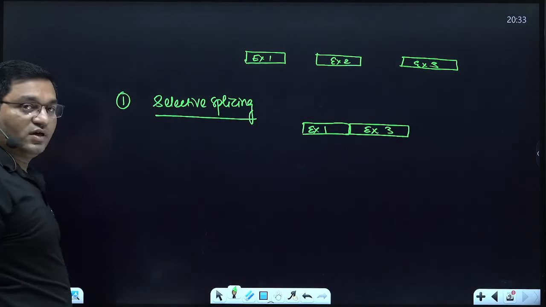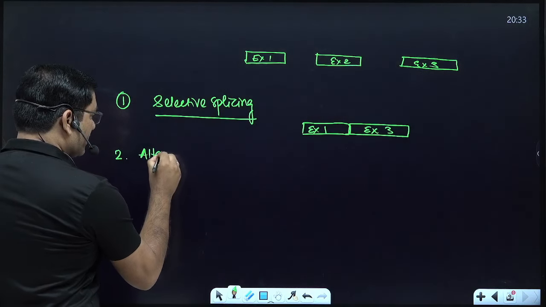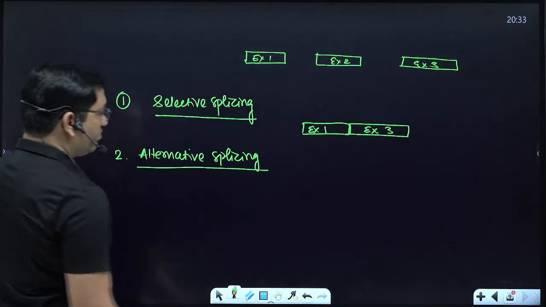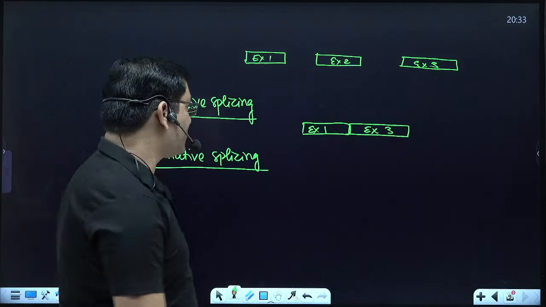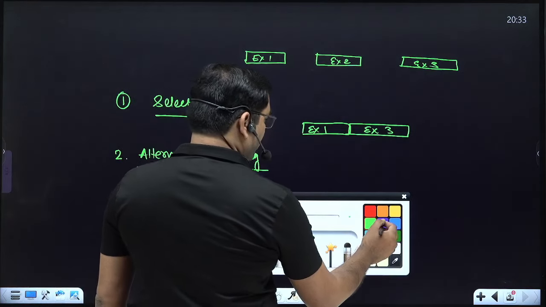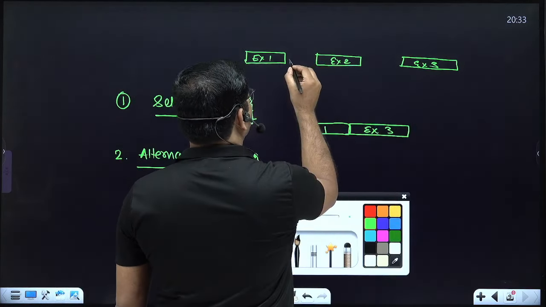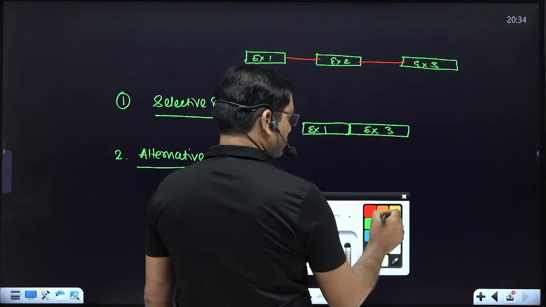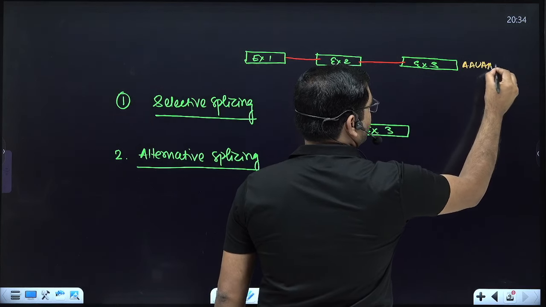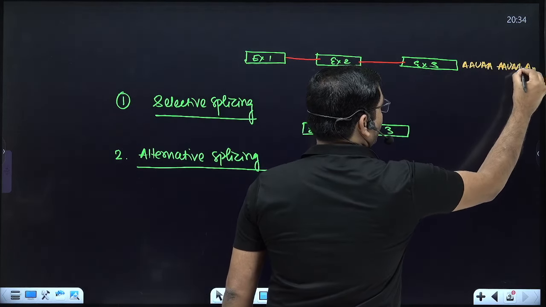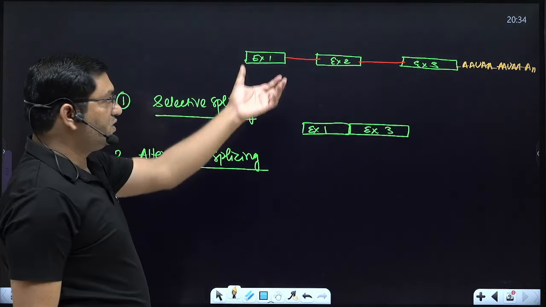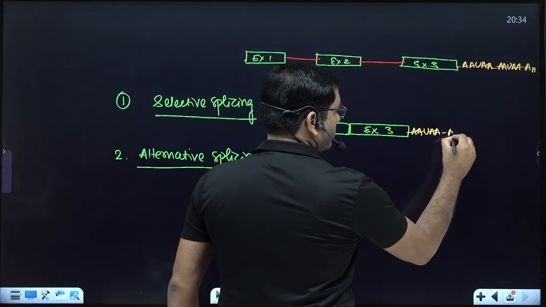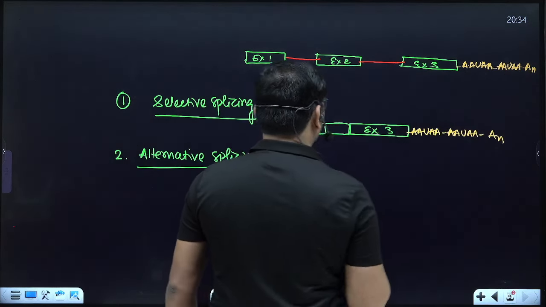Selective splicing. The second one is alternative splicing. Alternative splicing means there is an alternative 5 prime or 3 prime cut site. Suppose, for example, this is an intron, this is an intron, this is AAUAA and many adenylates. So this is mRNA, this is the primary transcript. This is exon 1 and exon 2 spliced together. Okay, this is selective splicing.